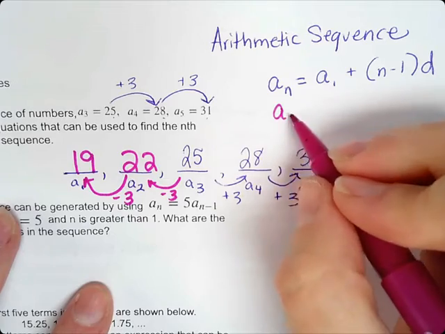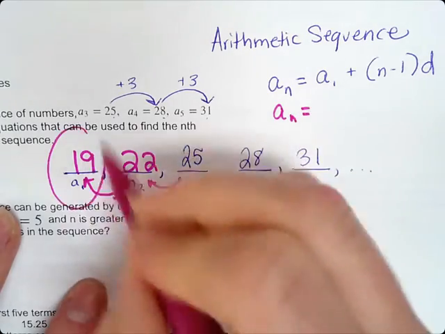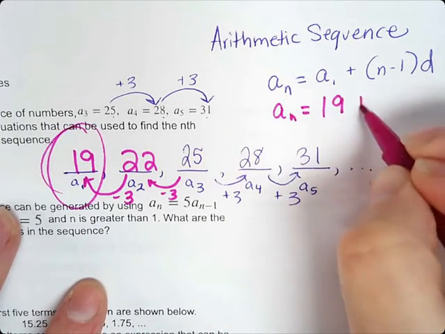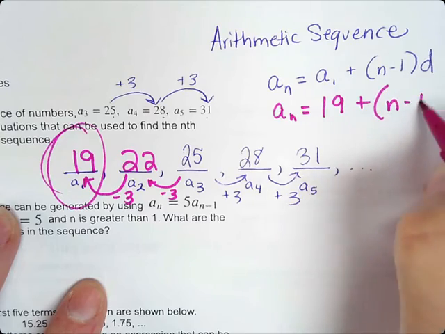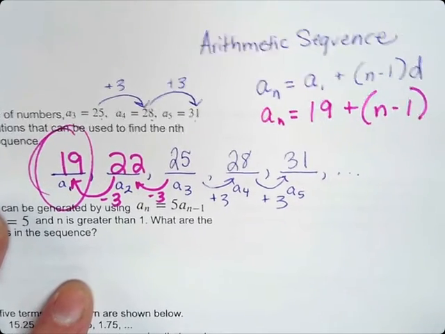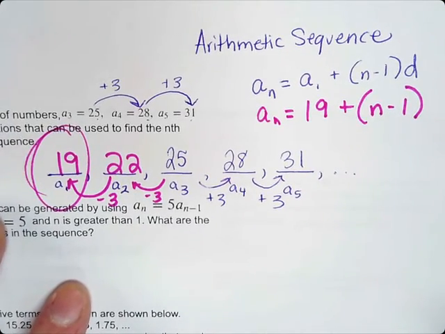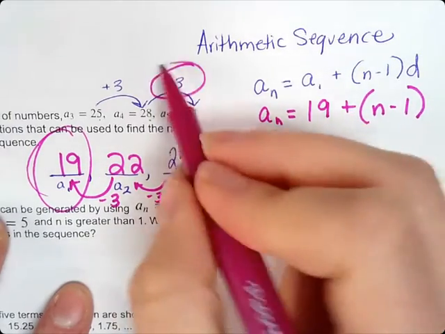So An equals, A1 is 19, plus n minus 1. We're going to keep n as our variable. And then D is our common difference. Yep, D equals 3.